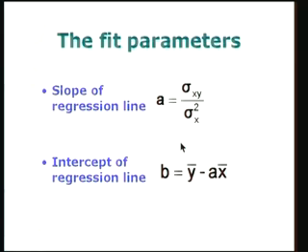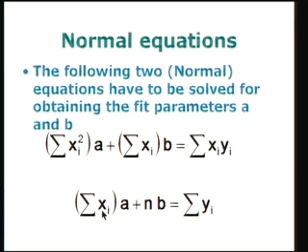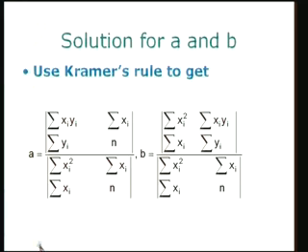Similarly, in fact, if we go back to the normal equation, we can see that sigma xi, what is given here, is nothing but n x bar. Sigma yi is nothing but n y bar, and n is here. So, if I divide this equation by n, I will get x bar times a plus b is equal to y bar. That means y equals ax plus b is the straight line, and y bar is equal to a x bar plus b. That means the regression line passes through the point x bar, y bar.